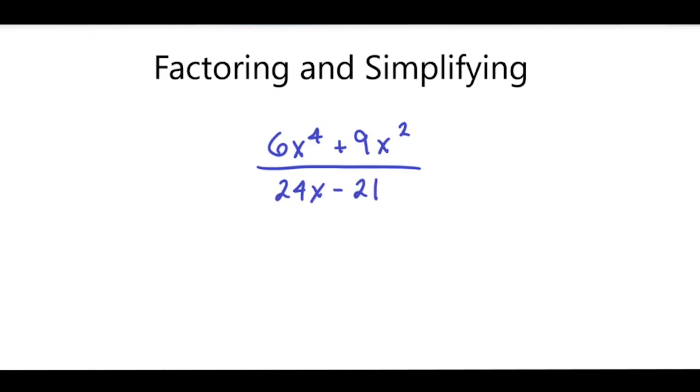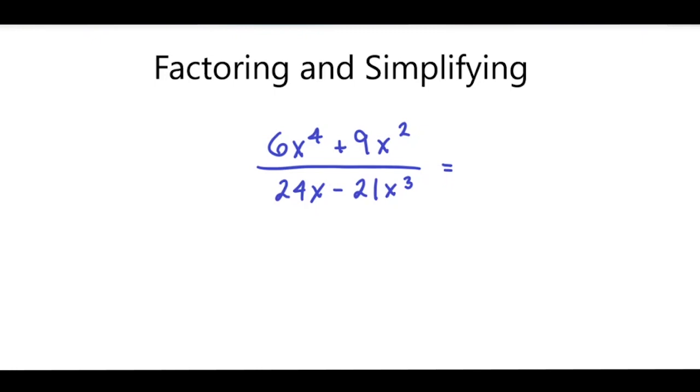Hello again. Today we are writing expressions in simplest form, and we're doing that by factoring them. So let's say I have (6x^4 + 9x^2) over (24x - 21x^3). First thing I want to do is factor the top, and then I will factor the bottom. So I'll see, is there anything I can factor out of the top?